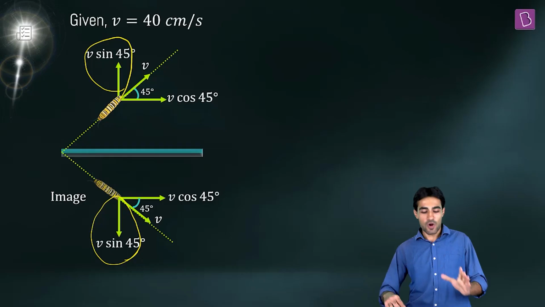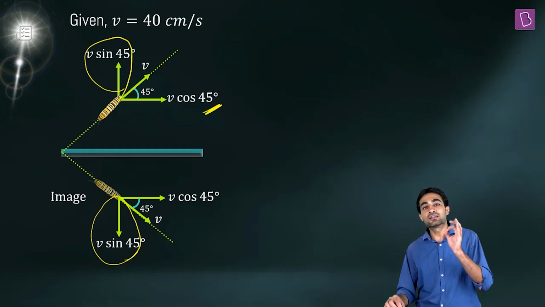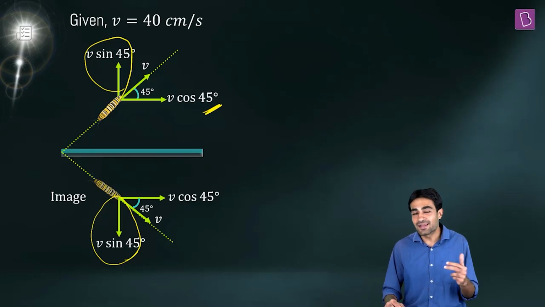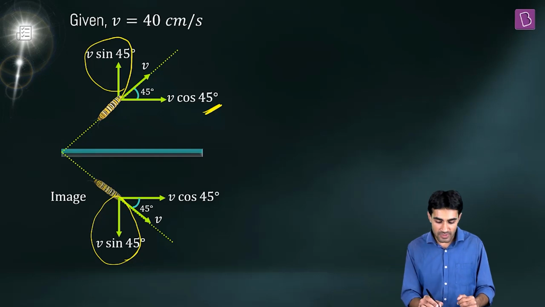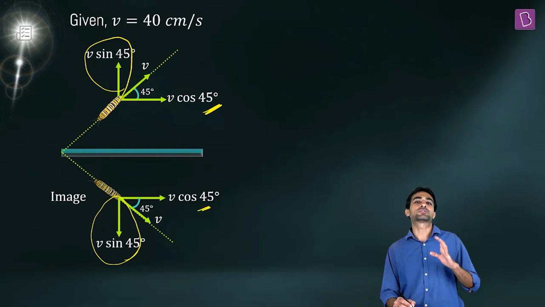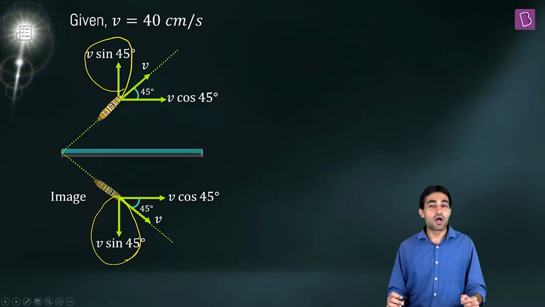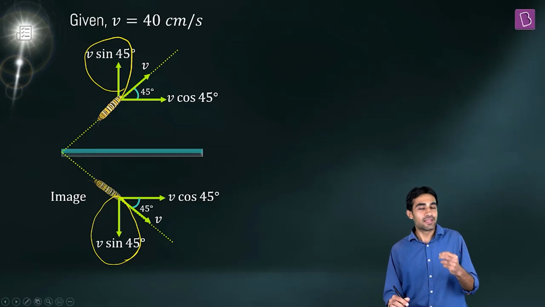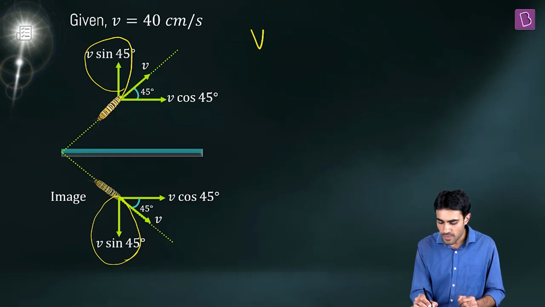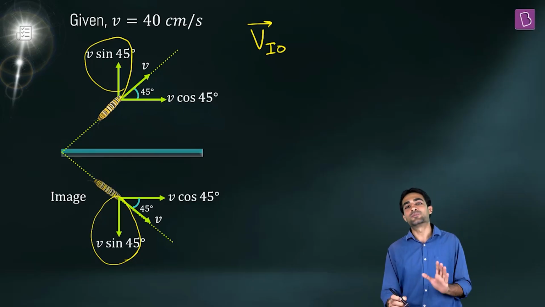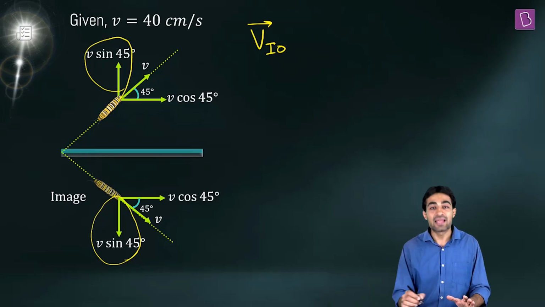Okay. And what about the other component? Another component which is v cos 45 degree. This component is parallel to the surface of the mirror. This does not change when we move to image. So this remains same. This is still v cos 45. Okay? Yes. Now, let's find out the relative velocity very quickly. So velocity of the image with respect to object. Now let me denote I.